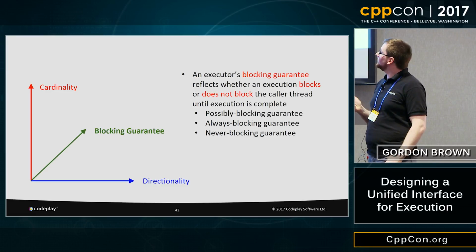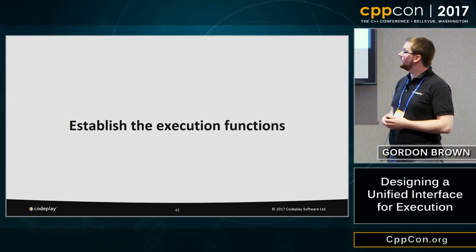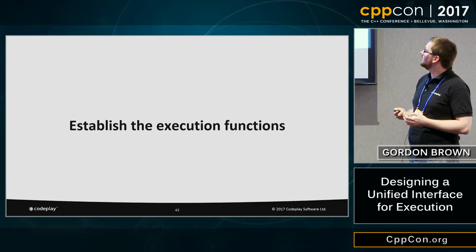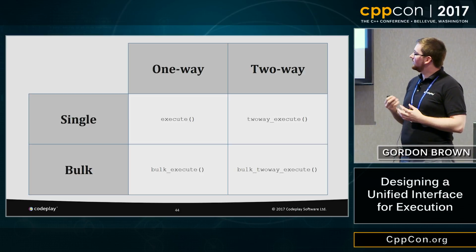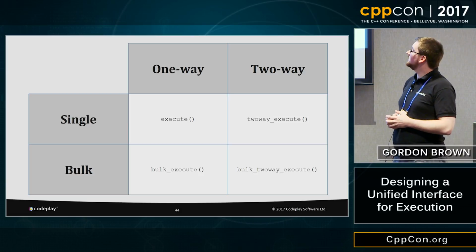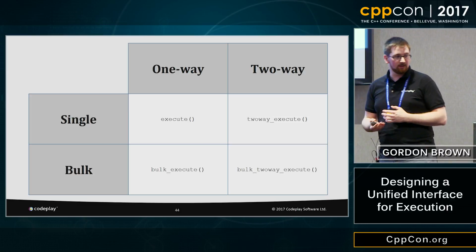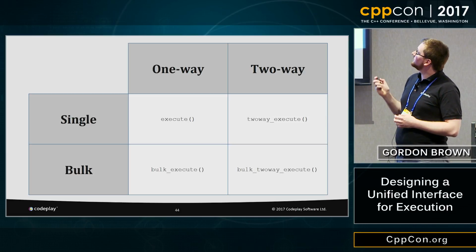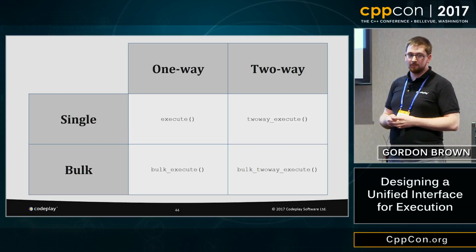Okay. So now that we have the different properties that define the semantics of execution, we need to look at what the actual execution functions are. These are made up of two of those properties. You'll notice that the blocking semantics property doesn't change the interface, it doesn't change the execution function. It's only the directionality and cardinality that do this. The blocking guarantees property does change the semantics of the function, it just doesn't change the interface. So here we have the combinations of one-way and two-way and single and bulk. We have 4 execution functions: execute, two-way execute, bulk execute, and bulk two-way execute.